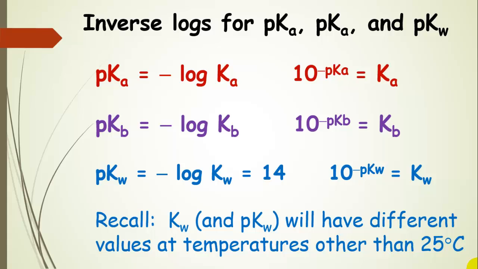Now what if we have the pKa, but we want the Ka because we're doing an equilibrium problem? Well, luckily, we can just take the inverse log of it. So 10 to the negative pKa is going to give us our Ka back. And 10 to the negative pKb is going to give us our Kb back. And we already discussed that we can get Kw back by doing the same thing. And also, just remember that at temperatures other than 25 degrees C, Kw will have a different value. So just be aware of that. Most of our problems will just be at 25 degrees C.